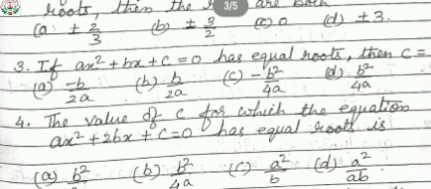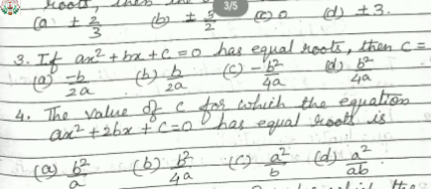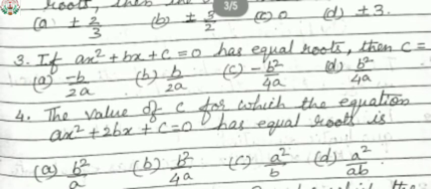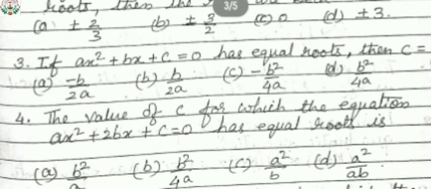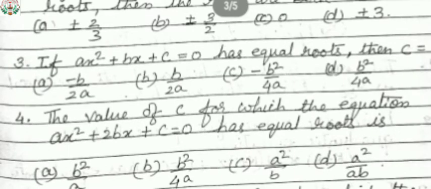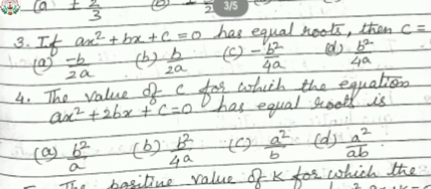After that, go for the fourth question: the value of c for which the equation ax² + 2bx + c = 0 has equal roots. Again, equal roots means D = 0, discriminant equals 0. Now D means b² - 4ac, you already know about it. Now put the values of b, a, c in that discriminant and make it equal to 0. Then solve for the value of c and check which of the 4 options is the correct one.